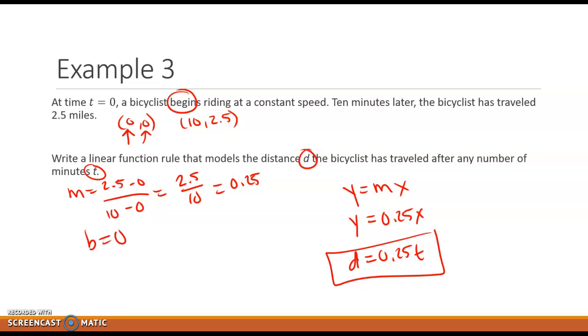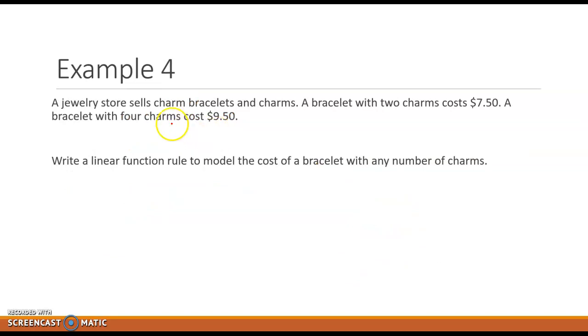Now this one was an easy one because it was from 0, 0. So what if it's not 0, 0 with a point? So let's go through one of those. A jewelry store sells charm bracelets and charms. A bracelet with 2 charms is going to cost us $7.50. A bracelet with 4 charms is going to cost us $9.50. So we're going to write a linear function to model the cost of the bracelet with any number of charms. And so the cost of the bracelet is C, and our number of charms can be N.